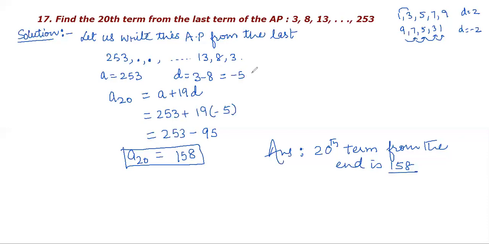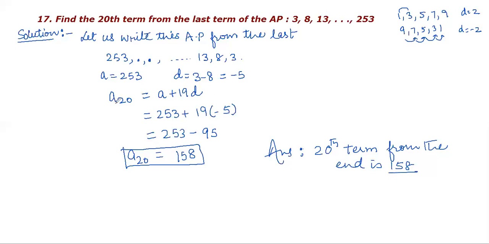If you are comfortable with this way, well and good. If not, find out d from here. d is 5 when you wrote it in the given order, so when you write it in reverse order, the sign of d will change. So d will be minus 5. As you wish, find it however you like. You can find it from here too: find out the d from here and then reverse the sign.